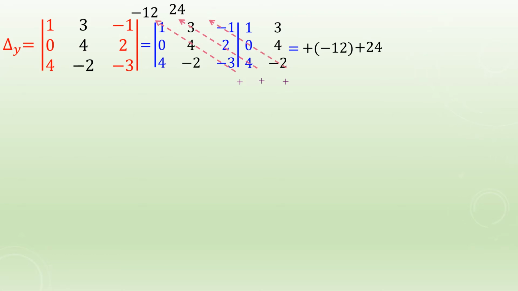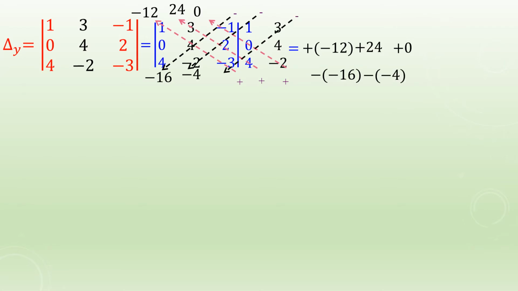I put positive 24, negative 2 times 0 times negative 1 equals 0. I put plus 0, and I change the direction. Negative 1 times 4 equals negative 16, and 1 times 2 times negative 2 equals negative 4. I put negative 4. 3 times 0 times negative 3 equals 0. I put negative 0. I calculate, equal 32. Now we find delta z.